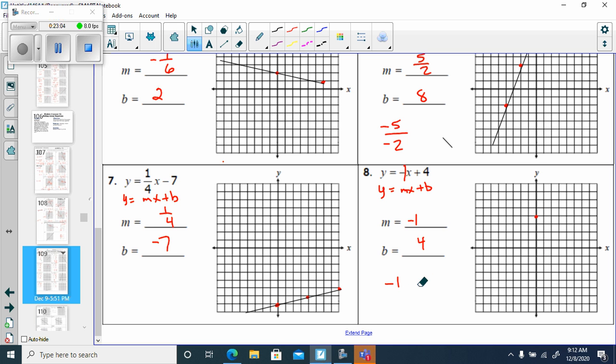My slope is negative 1. Remember, that is rise over run. So whenever I have nothing there, what can I divide it by and not change it? 1. From here, I go down 1 and over 1, down 1 and over 1. Why am I not going down 1 and back 1? Because it's not a negative over a negative. It's a negative over a positive. Okay, now, we can plot this.